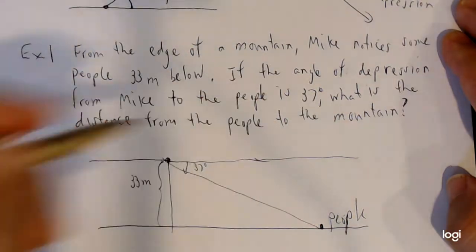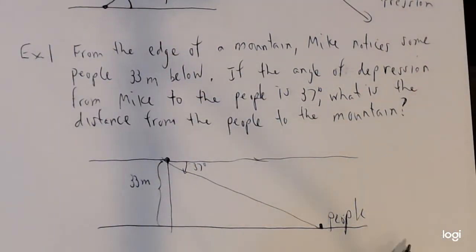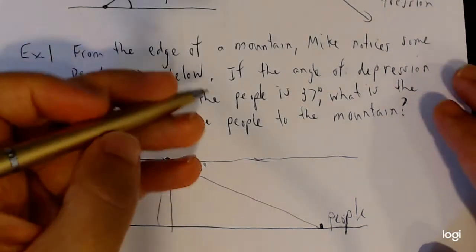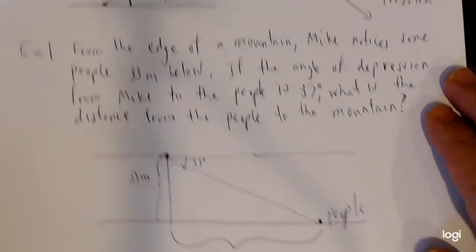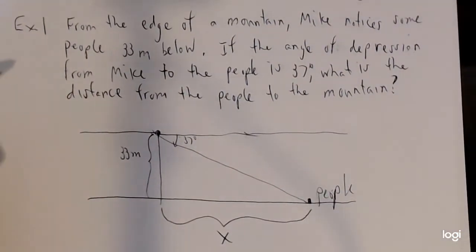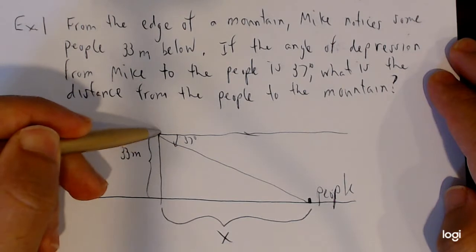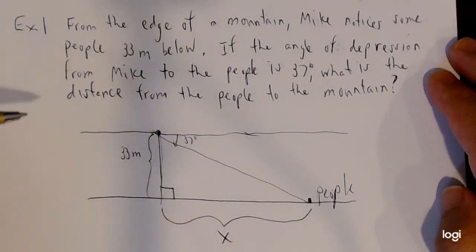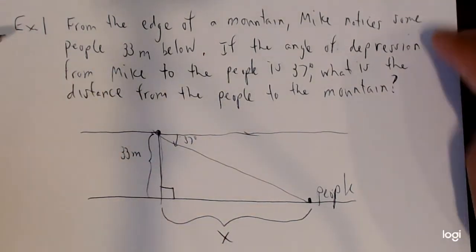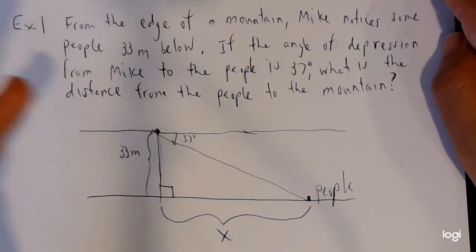The question is, what is the distance from the people to the mountain? In other words, we want to know this distance, which I'm calling x. There are various ways we could solve this problem. One way is to assume that the mountain makes a right angle with the floor where the people are. So if this is a right angle, notice how I've created a right triangle. Now, there are many ways we could identify other angles.